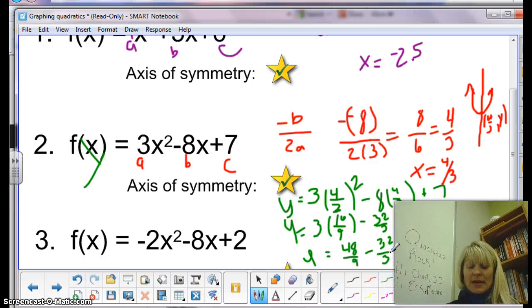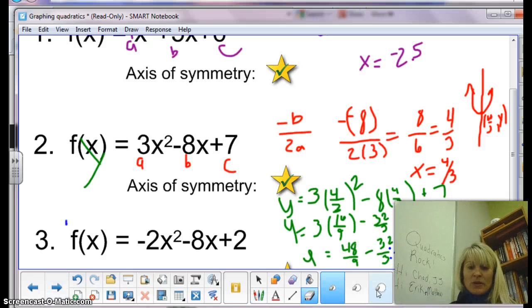So I would need to make these like terms here because we're subtracting. So if I multiply the top and bottom by 3, this will give me a 9 on the bottom, and 96 on top. So then I'll have 48 minus 96. So 48 minus 96, which will give me negative 48, sorry, over 9 plus 7. This is negative 48 over 9.